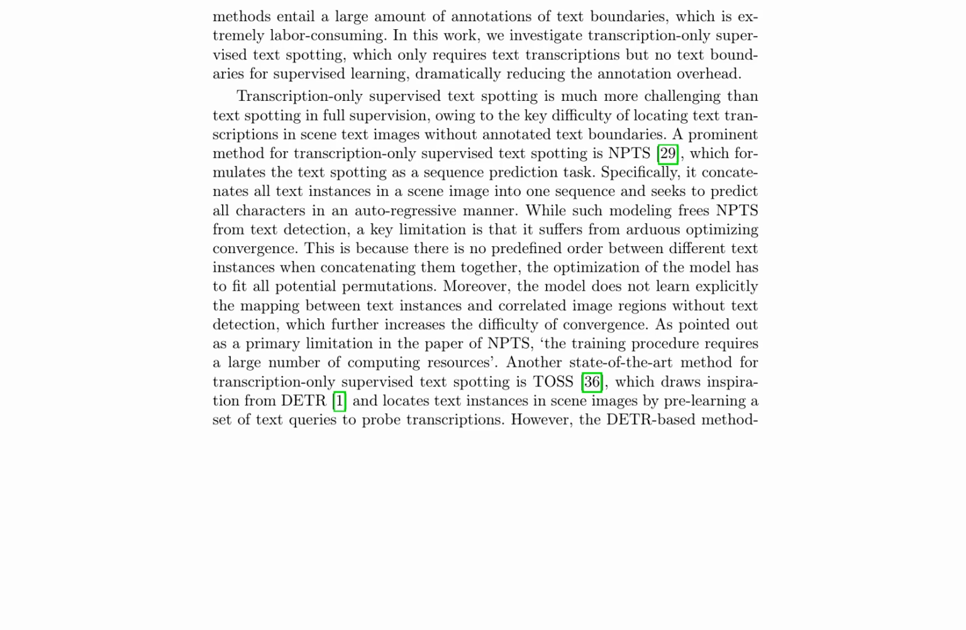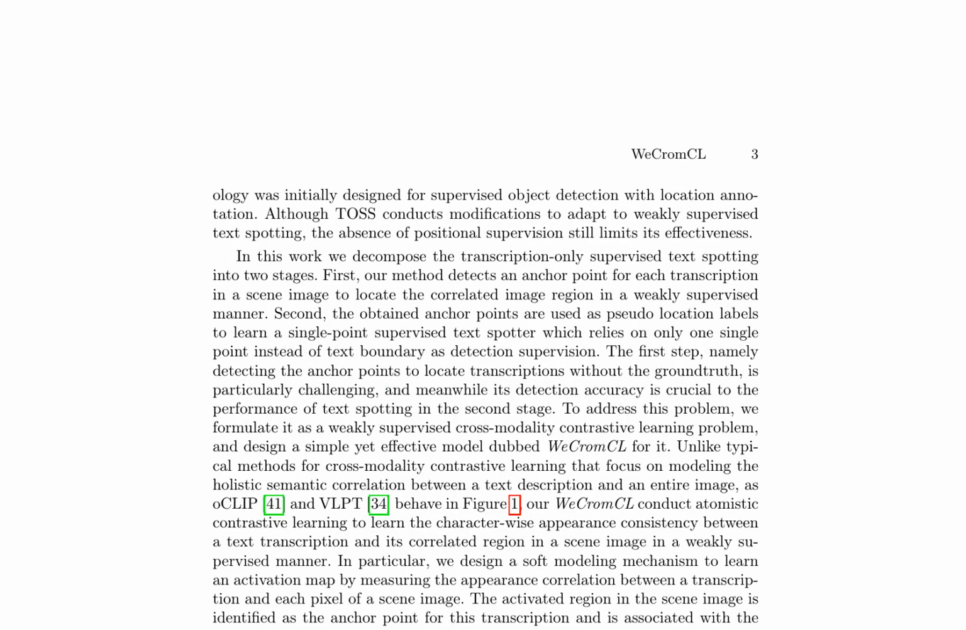The authors highlight the challenges of transcription-only supervised text spotting, particularly the difficulty of locating text transcriptions in seen text images without annotated text boundaries. They also discuss existing methods, including NPTS and TOS, which have limitations such as arduous optimizing convergence and high computational requirements. The research paper introduces a novel approach to transcription-only supervised text spotting, divided into 2 stages: weakly supervised text detection and single-point text spotting.